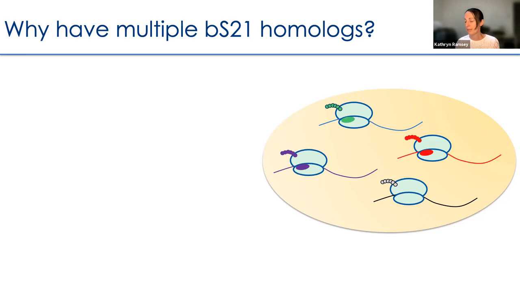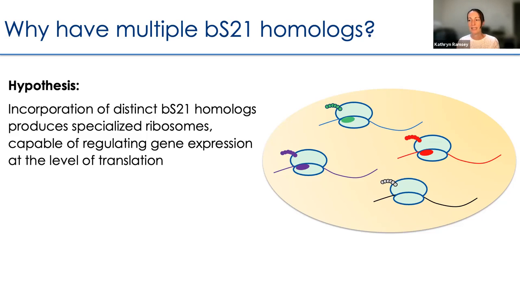And so this is the hypothesis we've been investigating in this project, and that is that maybe incorporation of these distinct BS21 homologs can produce specialized ribosomes. That is, ribosomes that are distinct not only in structure, but also function, that may be regulating gene expression at the level of translation. So maybe BS21 is functioning almost analogously to a sigma factor for RNA polymerase.